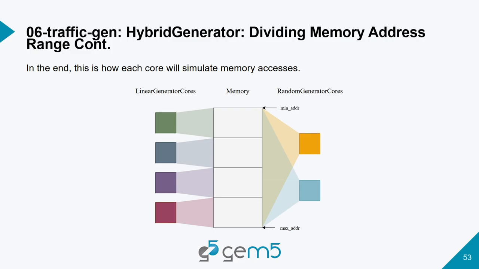This is the full diagram of how it will look. You will see the linear generator cores on the left. They're configured to have their own min and max address. And on the right, you'll see the random generator cores, and they'll be simulating accesses to random addresses within the range of min and max address.